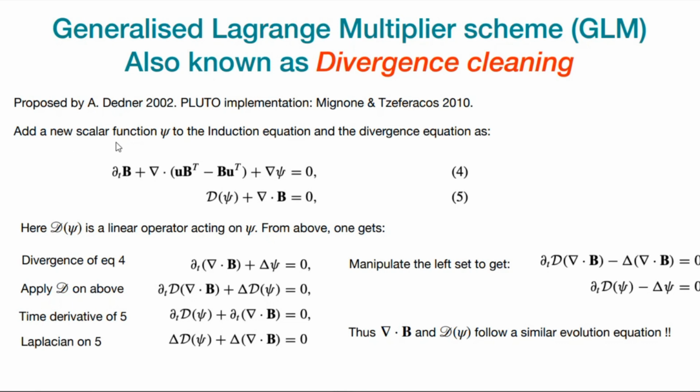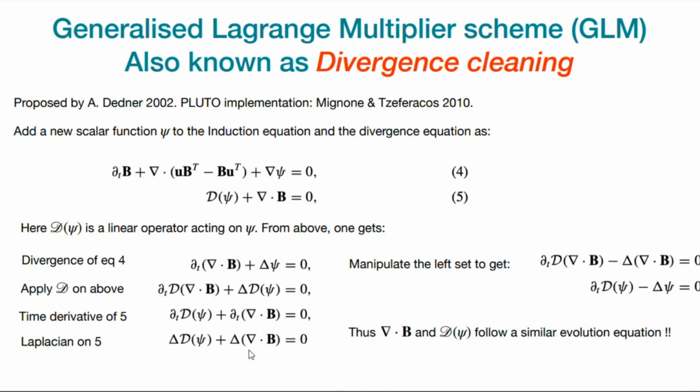The basic premise of this is that you modify the induction equation with another scalar field psi. I have taken the equations from the Dedner paper. This upward triangle is the Laplacian, the del squared operator, and this is a gradient operator. So you have a scalar field psi, you add a gradient of psi to the induction equation, and for the divergence B equation, you add a linear operator. The form of the linear operator I'll explain shortly. This operates on psi, and just by manipulating these equations, you can get this. I have actually sketched out how you get this equation.